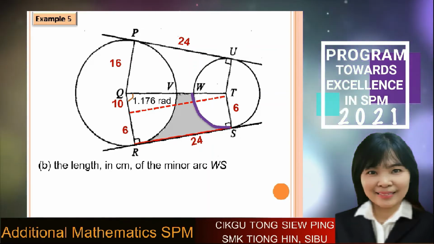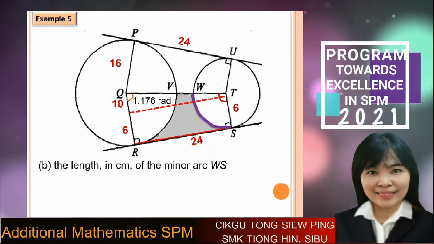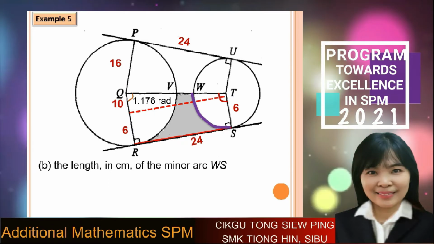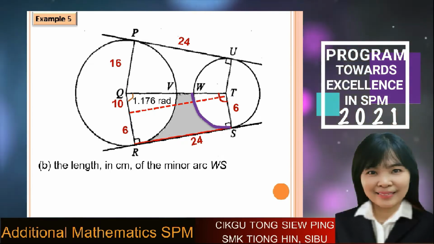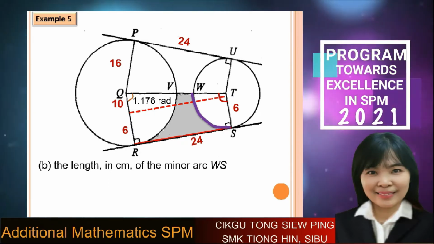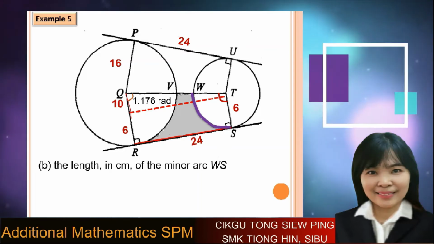Part B. Find the length in centimeters of the minor arc WS. There is this purple line. We have to first find out what is the angle of this WTS. I want you to look at this trapezium.